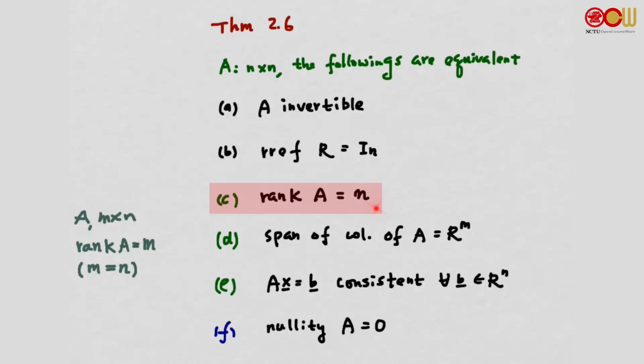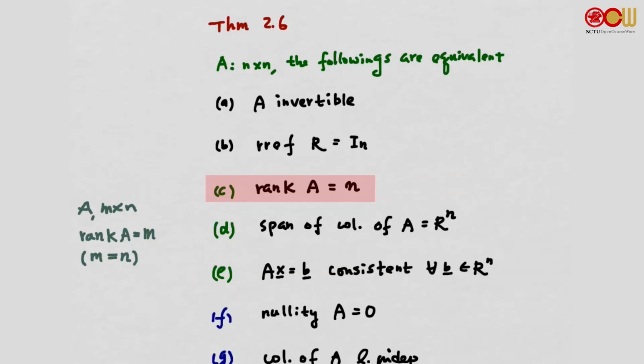is equal to the number of rows. For the case that A is m by n and rank A is the same as the number of rows, then actually these three are equivalent: rank A equal to the number of rows, span of the columns of A is equal to Rn. Well, earlier when we talked about this, it was Rm, but now m is equal to n. And Ax equal to b consistent for all b in Rm, but now it's Rn.